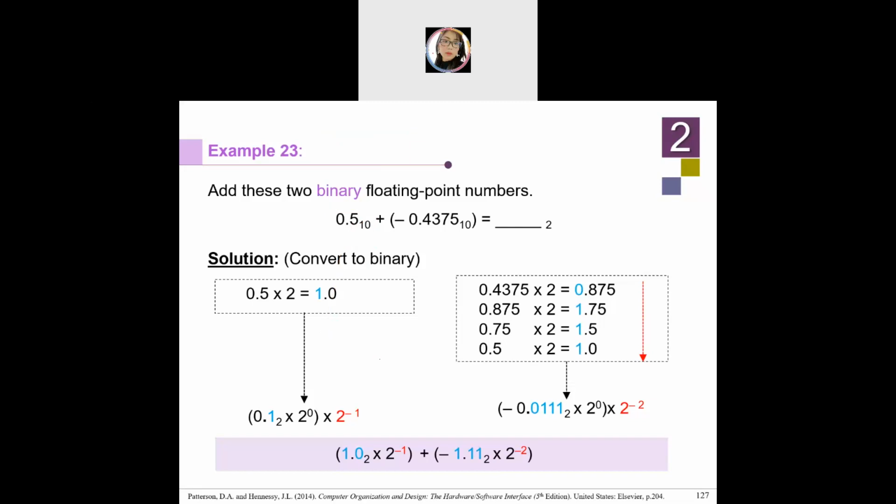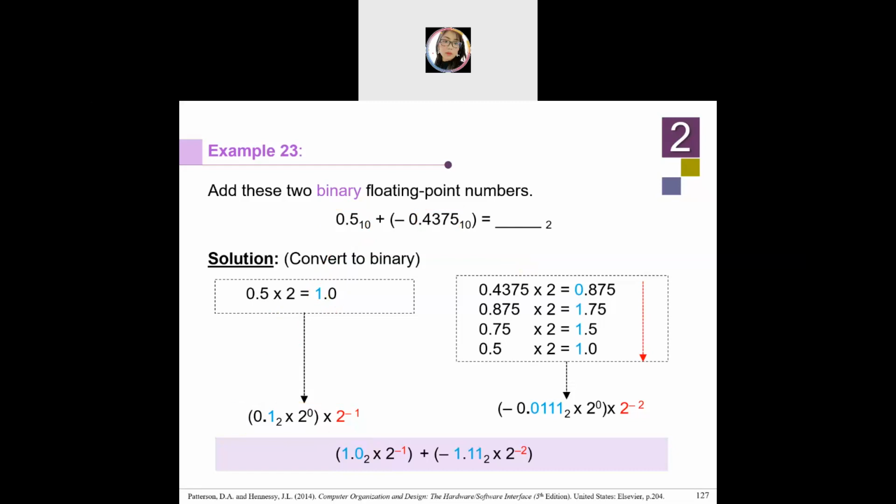What will your answer be? You will get this one. Okay, you try to do it: convert the decimal value to binary. Similar to this one, you're going to do repeated multiplication. Basically, it's similar. But here you're going to stop because of what?